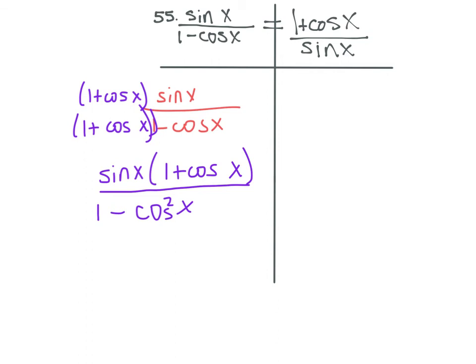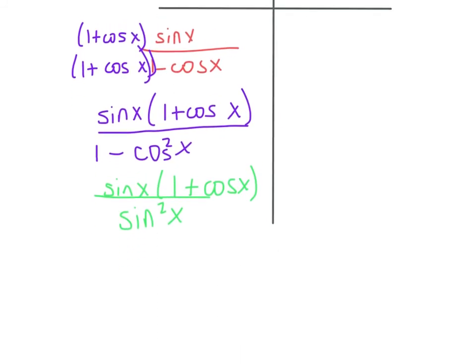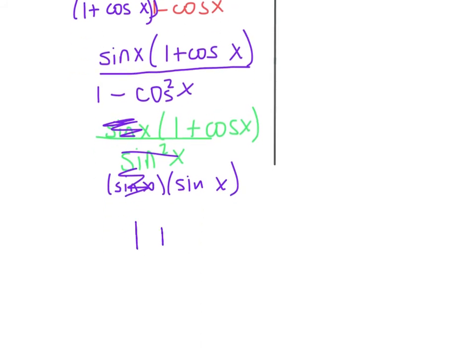So I'm going to replace the bottom with sine squared x. So I have 1 plus cosine on top, and I have sine squared x on the bottom. Everybody with me? And now one more thing I can do is, on the bottom, this is the same thing as writing sine x times sine x, and then I can cross one of my sines off. So I'm left with 1 plus cosine x over sine x.